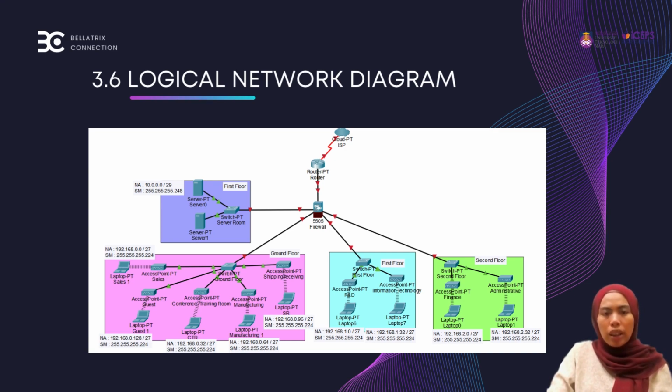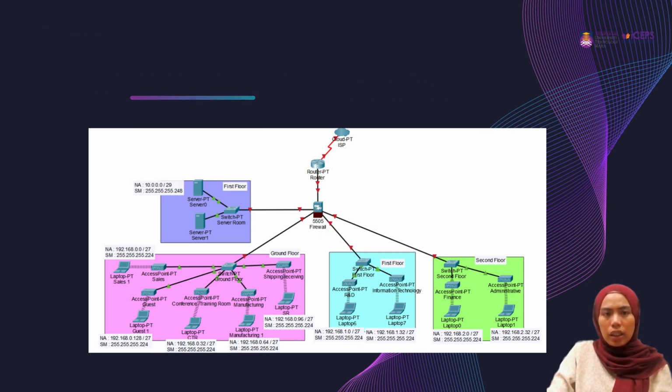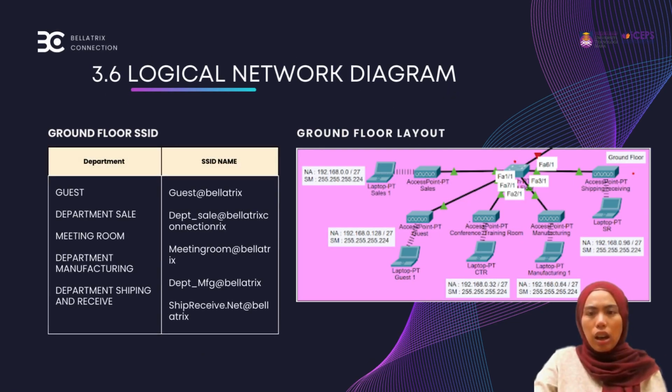The combination of wired and wireless options ensures comprehensive network access. Next is the ground floor SSID. This network diagram shows a WLAN set up across the ground floor of a building. Each department, such as guest, cell, meeting room, manufacturing, and shipping and receiving, has its own SSID, Service Set Identifier, which is the name of a Wi-Fi network.